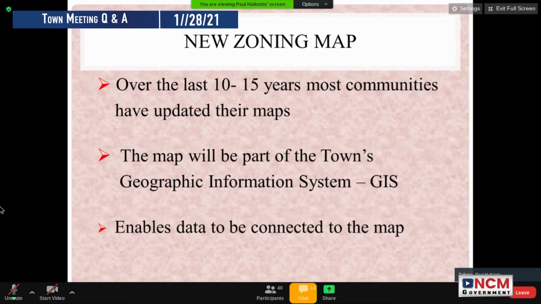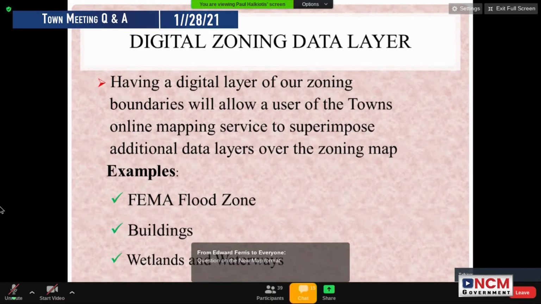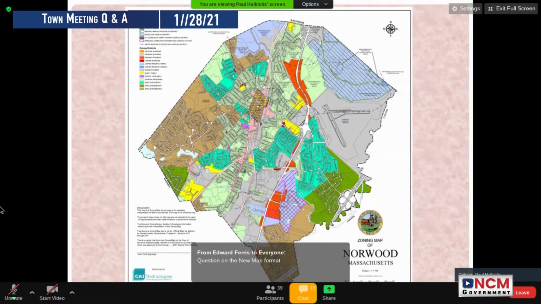us to put other layers onto the map to see different things, and it will allow us to connect data to the map itself. And when I say data, I mean like the town assessor's data for each individual property. You can click on it and access information on that property. That's just one example of how the data and the geographic maps can be linked together. We can put layers on this map to look at things like the FEMA flood zone boundaries. We can put a building layer on to show the building's location within those property boundaries, layers that show wetlands and waterways.